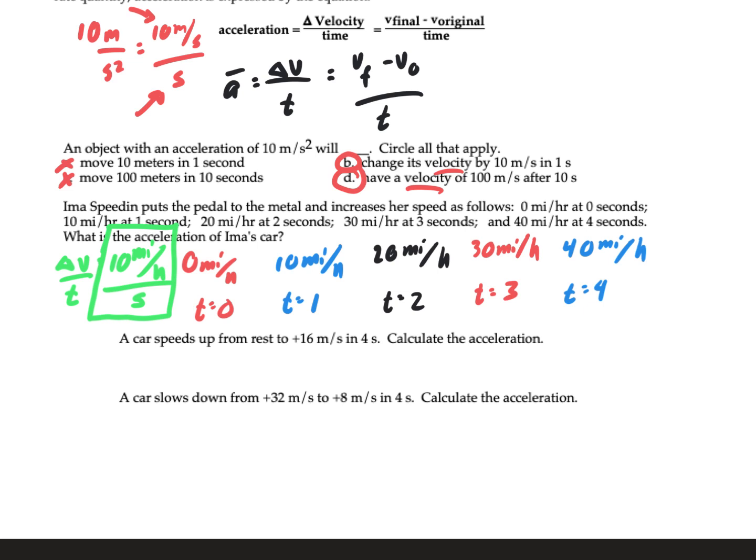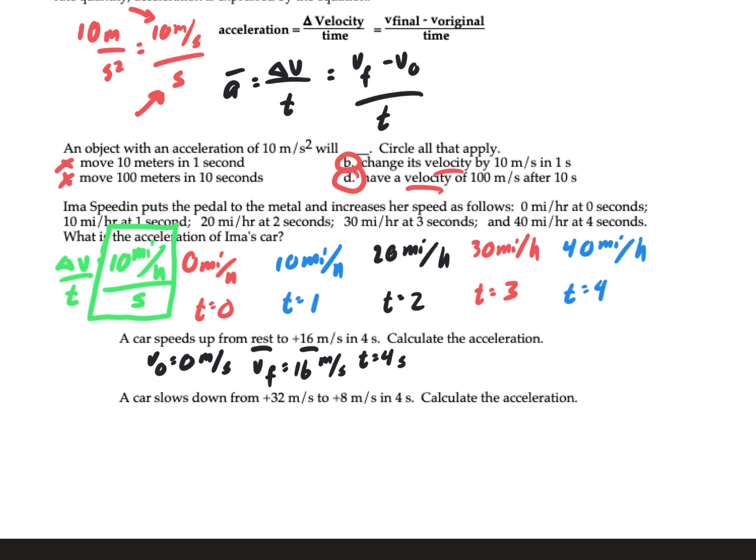But yeah, that is acceleration. I have a velocity changing per time. Now this next example is a little more straightforward, with what we're used to seeing. I notice I have something at rest to here, so my initial velocity is 0 meters per second, and my final velocity would be 16 meters per second. I have a time unit of 4 seconds that I'm working with here.